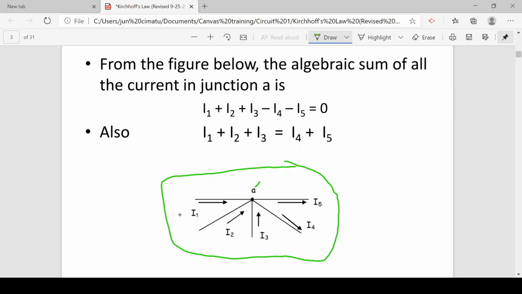The currents I1, I2, and I3 are currents entering the junction A, while currents I sub 5 and I sub 4 are currents leaving the junction. And so therefore these I sub 1, I sub 2, and I sub 3 are considered to be positive, and the currents I sub 5 and I sub 4 are considered negative.